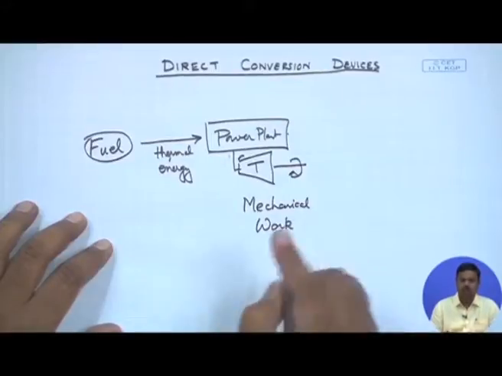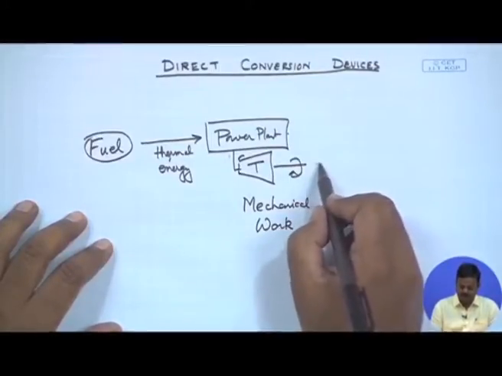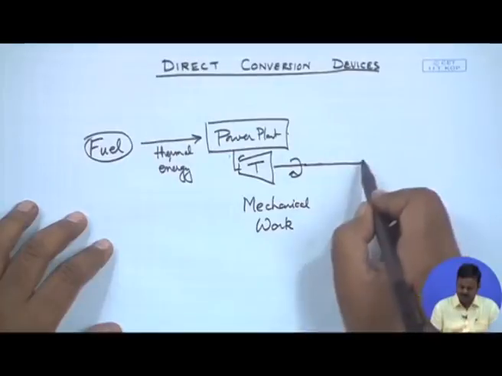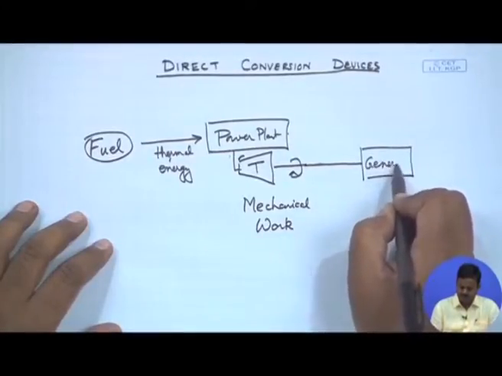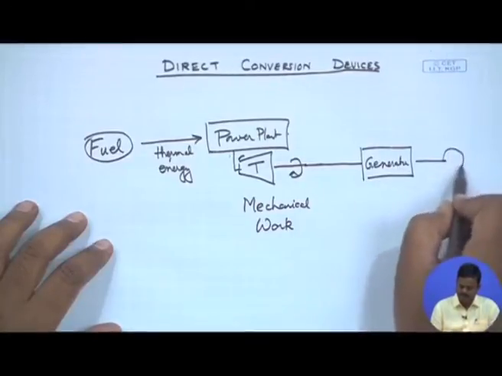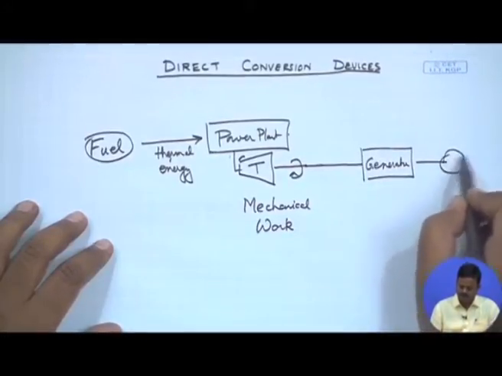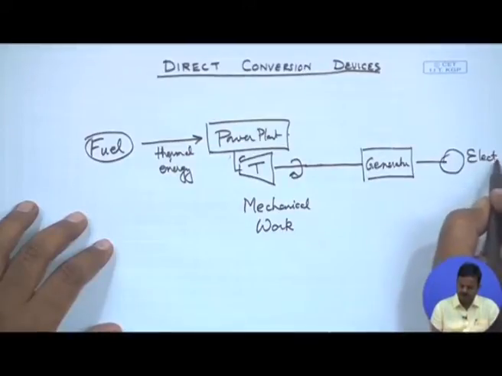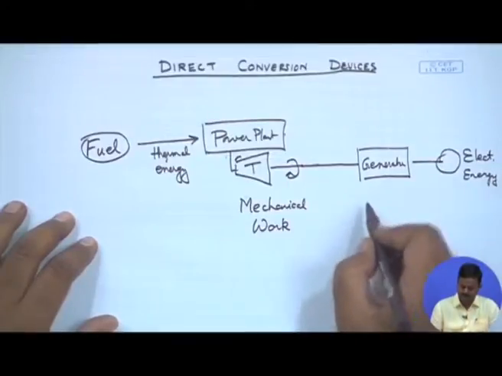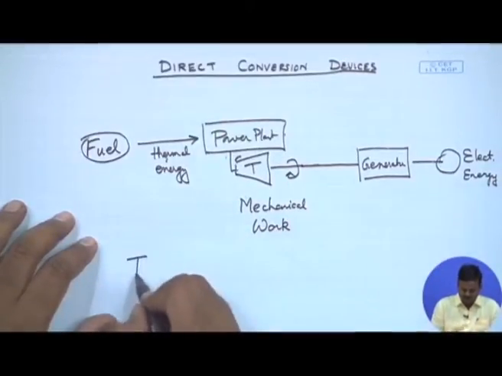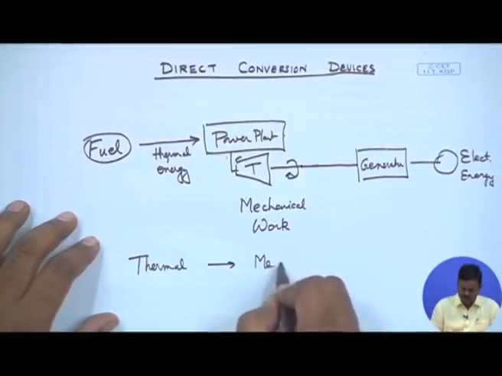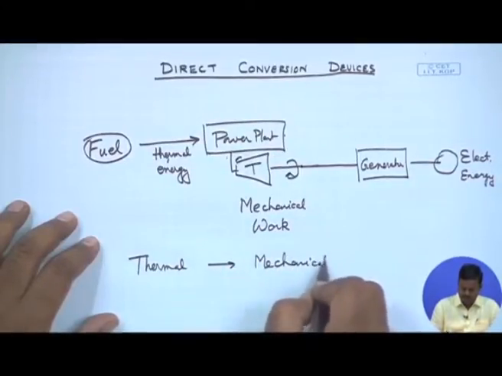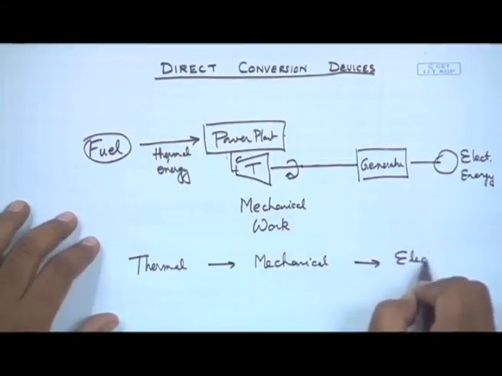From the thermal energy we get mechanical work because of the rotating motion of the turbine, and then this turbine is connected to a generator, whereby we get electrical output or electrical energy. Right. So, what are we having? We are having thermal to mechanical, then to electrical.